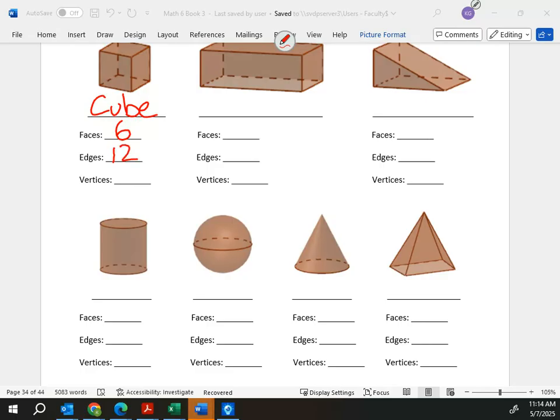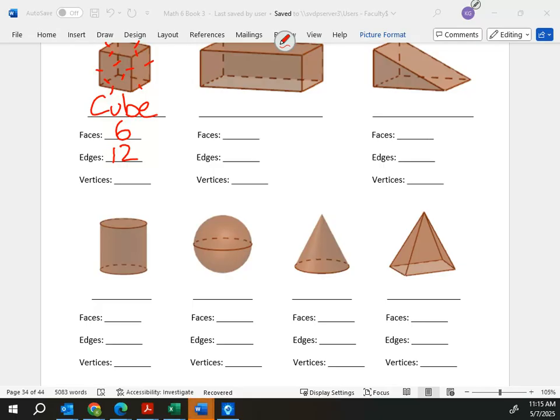Yeah, counting the lines. Now, when I count the lines, I like to put a little tag on it to make sure I've counted them all and I don't miss any, or I don't count one twice. So I would go 1, 2, 3, 4, and then on the top would be 5, 6, 7, 8. Then I have to remember the ones going around the side. 9, 10, 11, 12. So don't forget the ones going around those sides. So like I said, I like to put marks on it to make sure that I count them all.